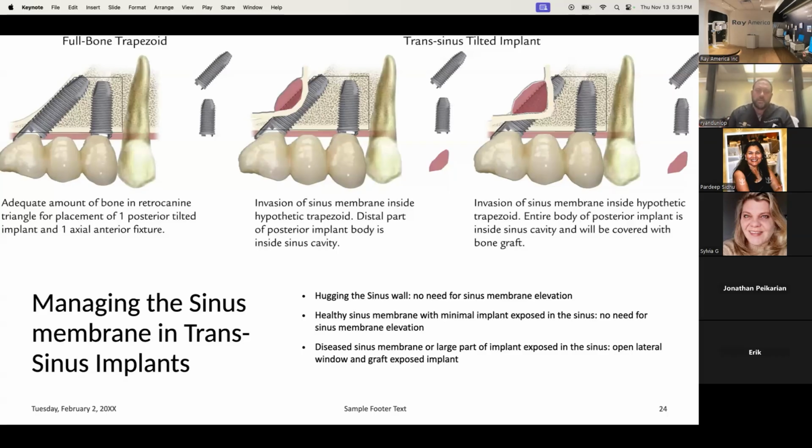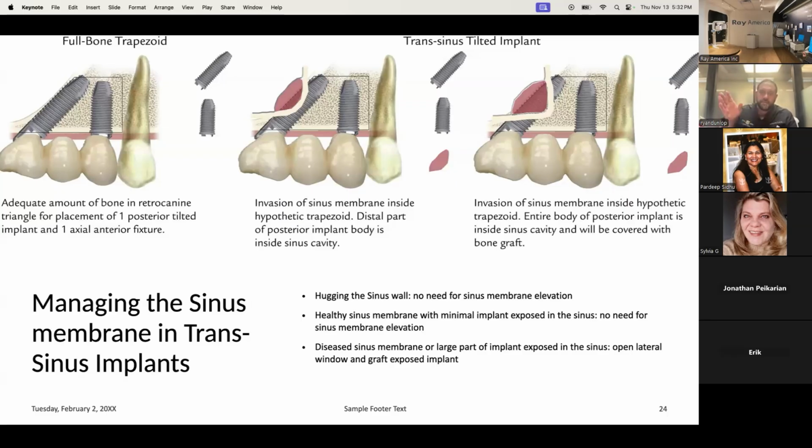My rule of thumb is that if I'm just hugging the sinus wall, like in the first two cases, I do not enter the sinus with the lateral window and push that membrane out of the way. If the sinus is at all diseased, if I see signs of chronic inflammation in the sinus floor, then I will go in and push the sinus floor out of the way before I do my transsinus implant. By doing that, you're essentially doing a sinus lift. There's really no need to graft it.